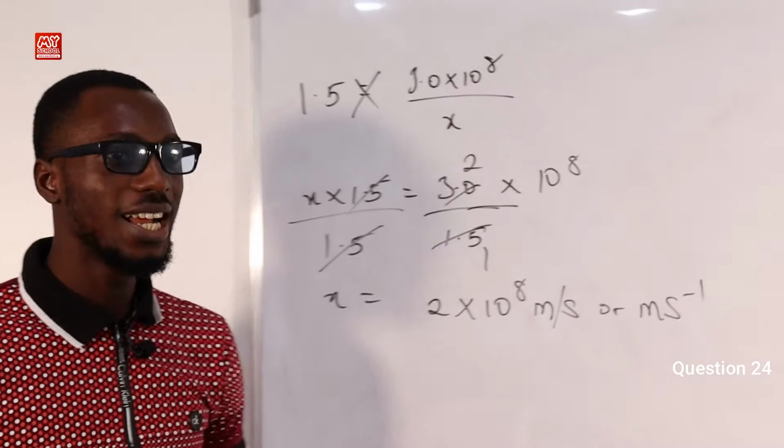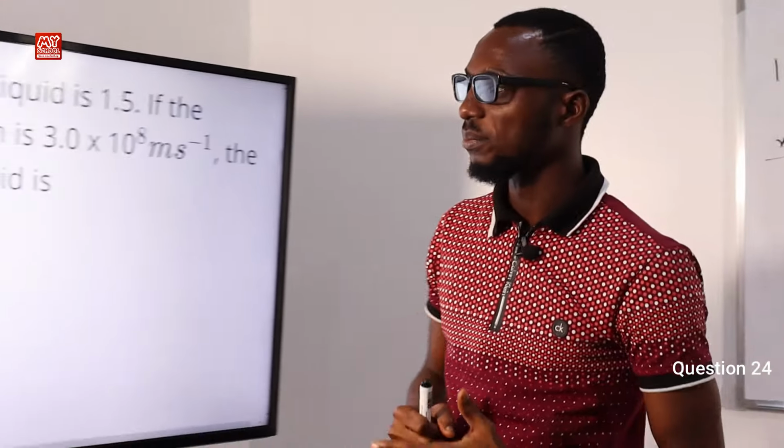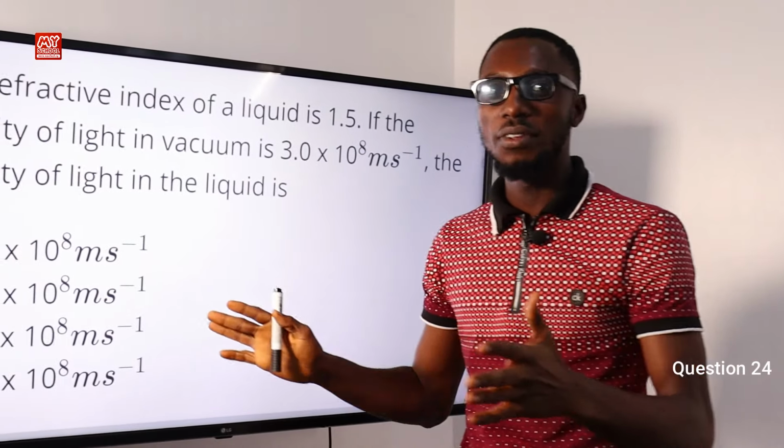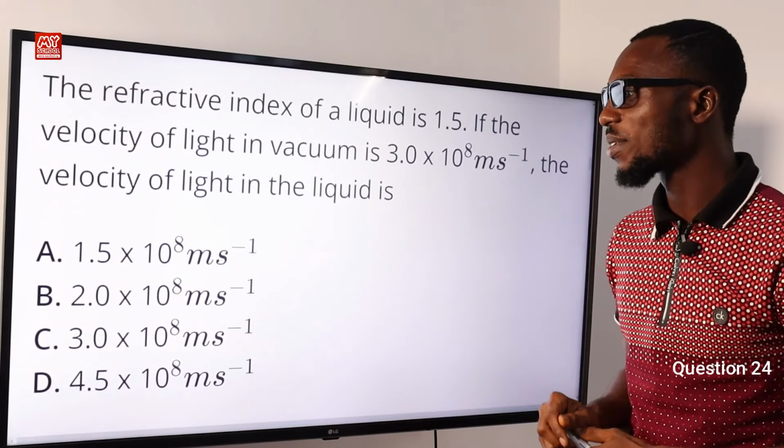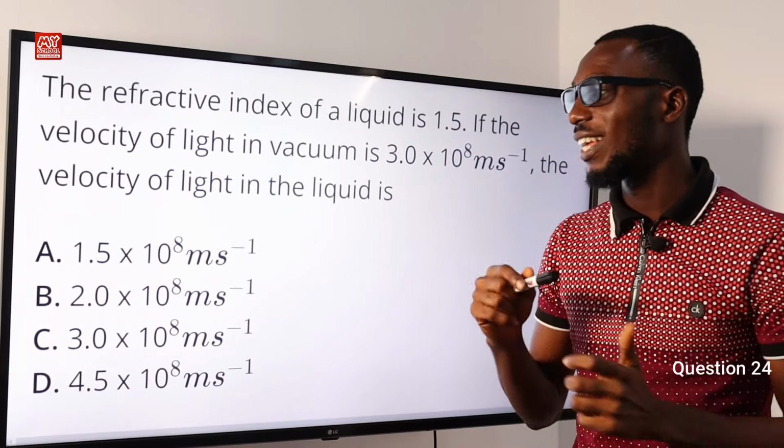So let's go back to the screen and select the correct option. If you scan through all of the options together, you will agree with me that option B, 2.0 times 10 raised to the power 8 meter per second, is the correct option.